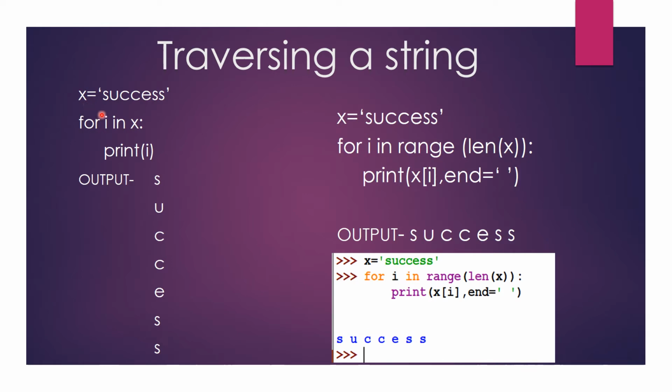If we give for i in x, it takes the characters of the string in x, and then print i. The first character of this string will come in i, so first the letter s will be printed. The loop will go on until the whole of x is accessed, and the output will be s, u, c, c, e, s and s.